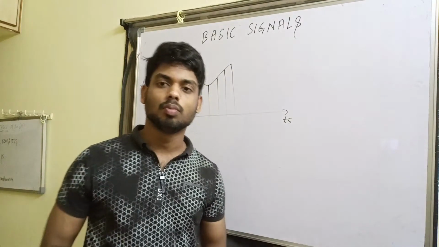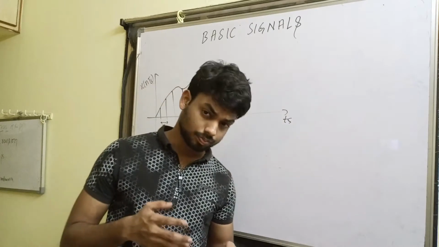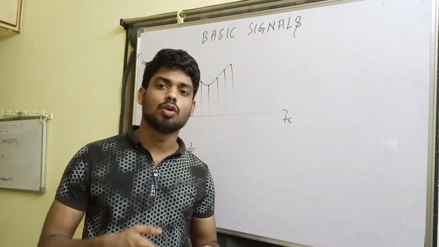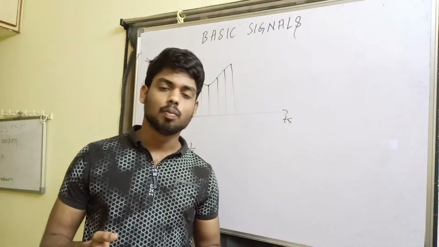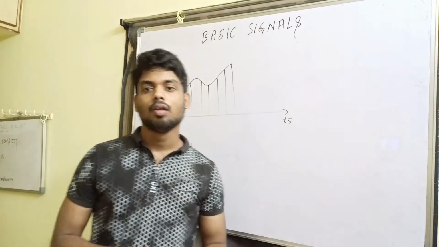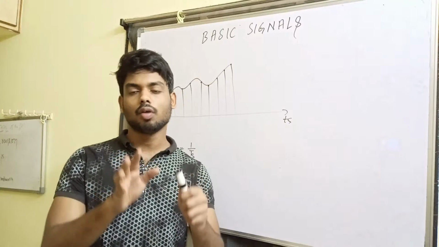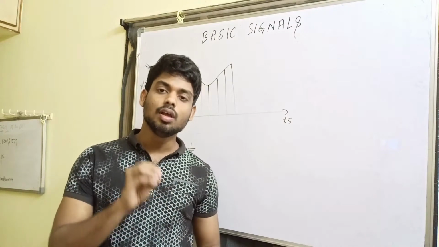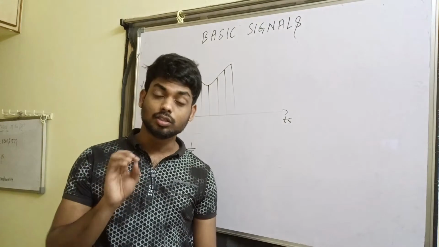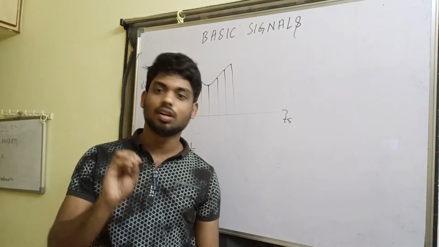So more and more, if the human intervention is more and more on the amplitude axis, the signal will become more and more digital. In this lecture, I want you to understand the correlation between the analog signal and the digital signal, and the continuous time signal and the discrete time signal.